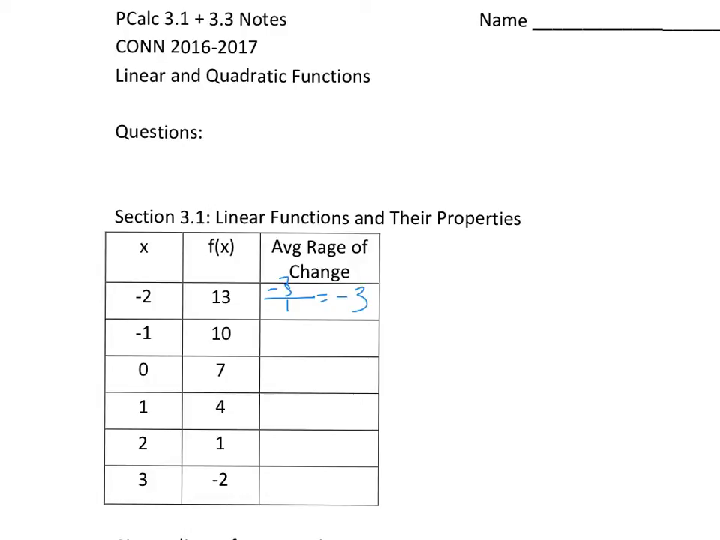Now look down at the next set of points. If I go from 10 to 7, average rate of change for the y's, down by 3, x's, up by 1. And if I do that for all values in this chart, I end up with the exact same number for all of these. Negative 3 is all the way down.